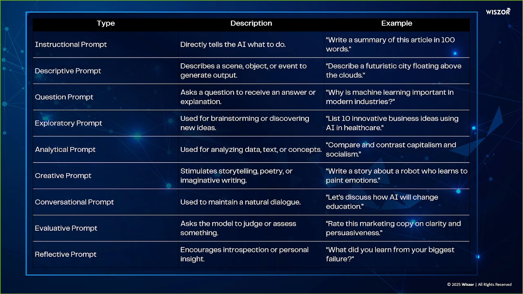Okay. So the next one is the conversational prompt. Based on the terminology, you can understand it's going to follow conversations. It is used to maintain a natural dialogue, like normal conversations. Basically, we are utilizing the audio version of ChatGPT, right? When you open that audio version, you can simply talk to that particular AI model. It will respond according to your questions.